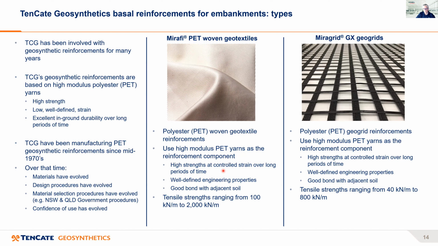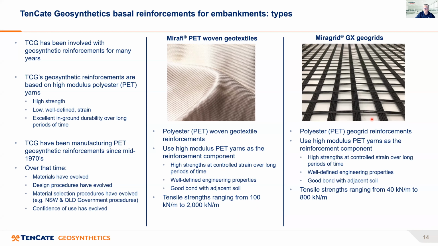And of course, these products perform a good bond with the adjacent soil. They're made very high strength, so you can have them anything from 100 kilonewtons per meter in strength, up to say 2,000 kilonewtons per meter in strength if you require something so strong. The second type of reinforcement we have are geogrids.